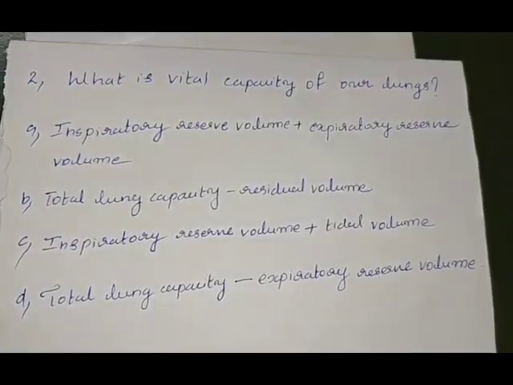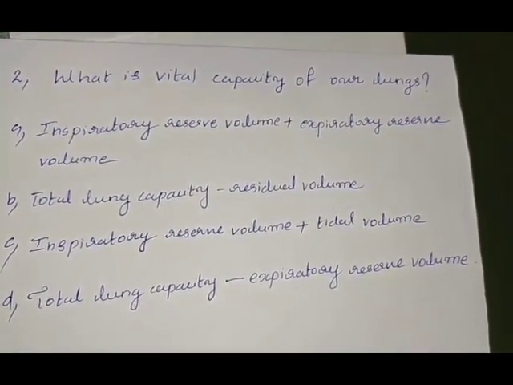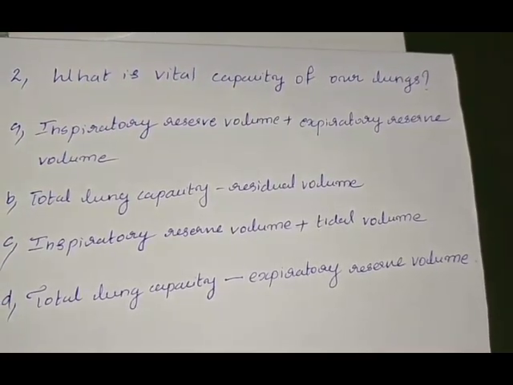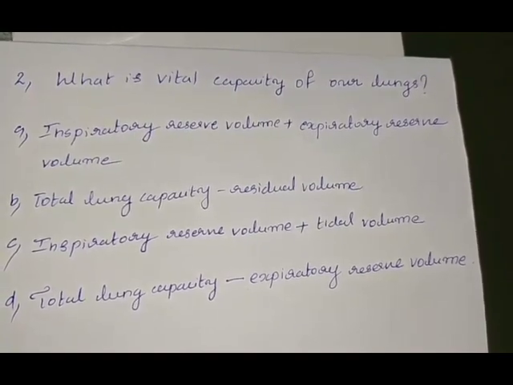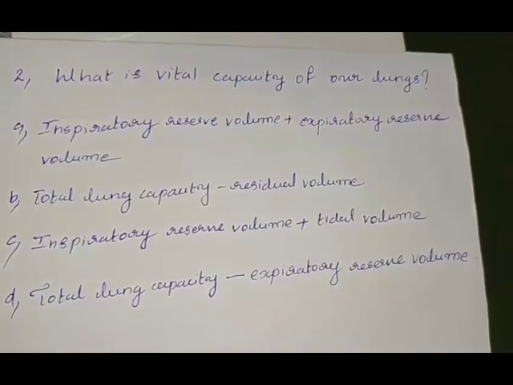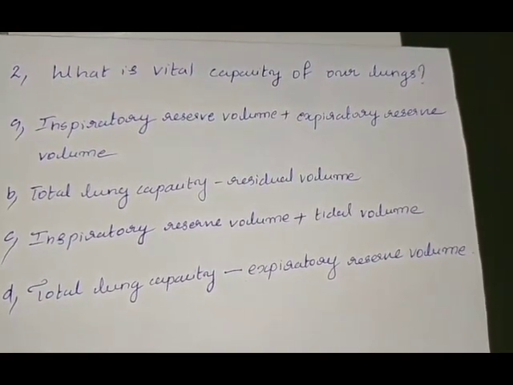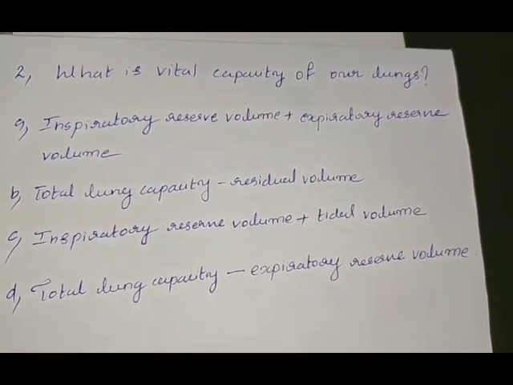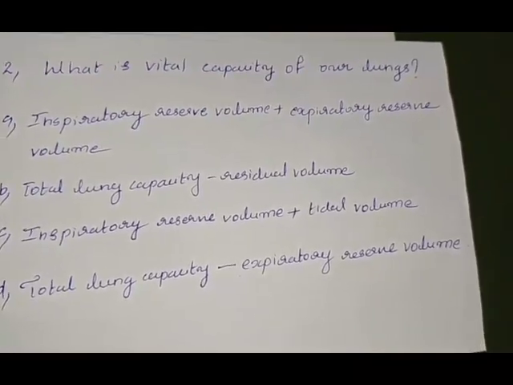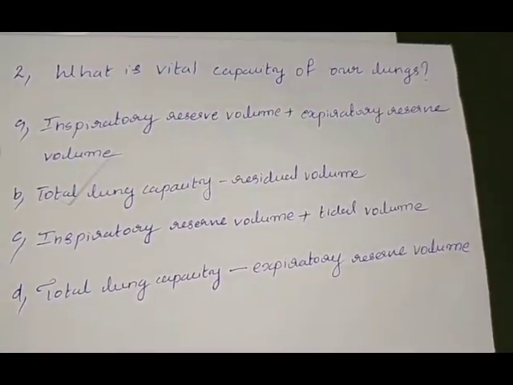2. What is vital capacity of our lungs? Option A, inspiratory reserve volume plus expiratory reserve volume. B, total lung capacity minus residual volume. C, inspiratory reserve volume plus tidal volume. D, total lung capacity minus expiratory reserve volume. Answer: option B, total lung capacity minus residual volume.